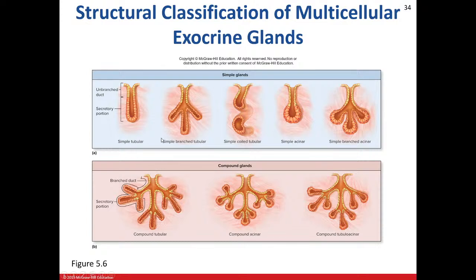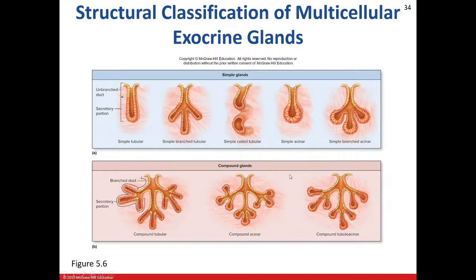All right, so in the image here you can see a simple tubular gland. It is tube-shaped, no bulged acinus. To the right you see a simple branched tubular gland. To the right of that you see a simple coiled tubular gland. To the right of that, a simple acinar gland with the duct and the acinus. And to the right of that, you have the simple branched acinar gland with the branching and the acini.